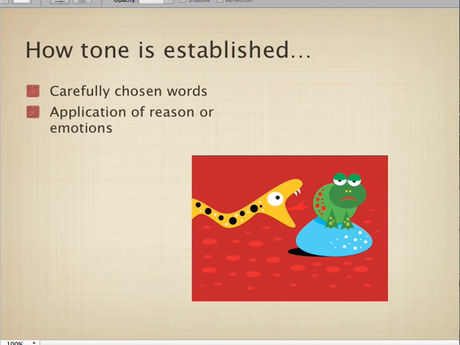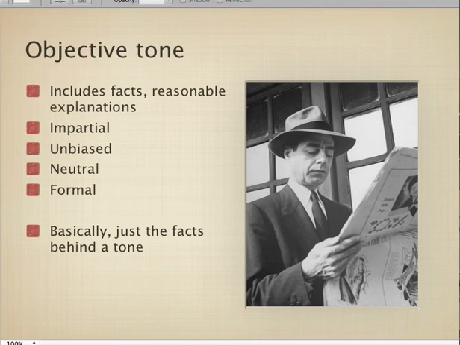Okay, so how do we establish tone? It's basically the words that are chosen. The author is going to use the words they are with direct intention. And they are going to apply reason and emotion to ensure that tone comes across. Which leads to the two types of tone we can come across in reading.